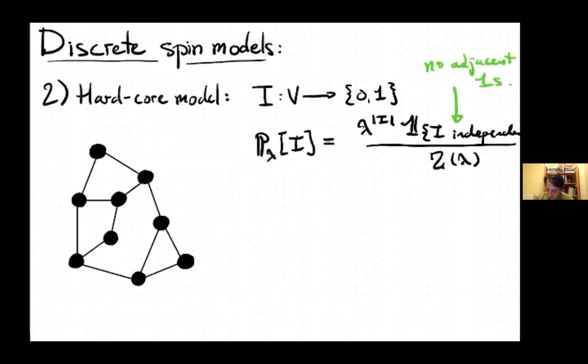Okay, so just again to be sure that we agree, let's color in an example of an independent set on this graph here.